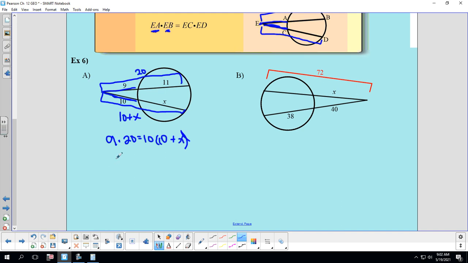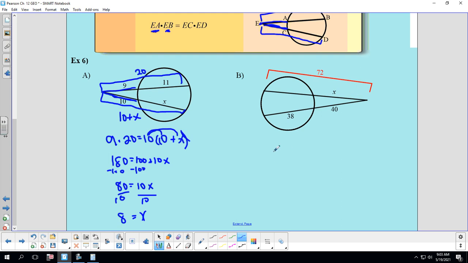So we can do this. 9 times 20 is 180. 10 times 10 is 100. 10 times x is 10x. So we're solving for x here. We minus 100 from both sides. And we get 80 equals 10x. Divide both sides by 10. And we get x is equal to 8. Yay! Okay, let's do that same thing again.